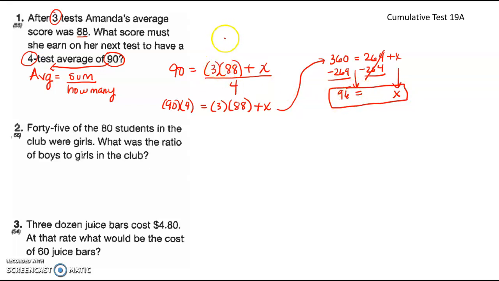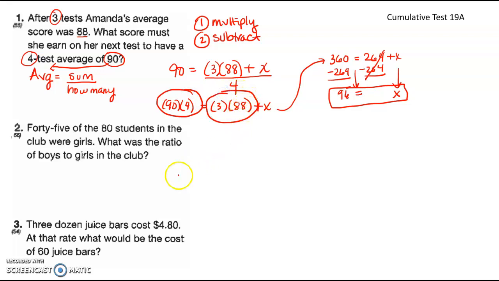I know this looks kind of confusing. Another way you can think of it is step 1, you multiply, and step 2, you subtract. So the first thing you're going to do is multiply 90 times 4, and then you're going to subtract 3 times 88. Okay, let me go ahead and change colors here.